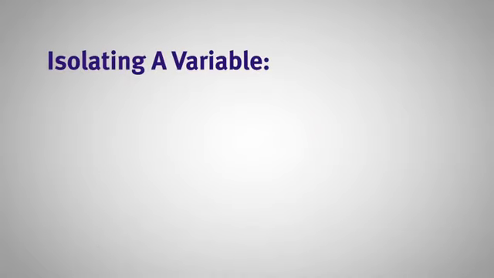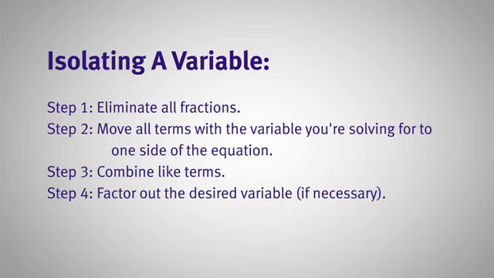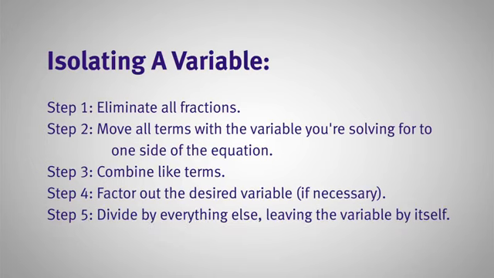There are steps in order to effectively isolate a variable. The first step is always going to be to eliminate any fraction. That's going to make the math easier. The next step is to move all of the variable terms to one side of the equation. Once you've done that, you can move on to step 3, which is combining like terms. Step 4, factor out the desired variable if necessary. And finally, step 5 is to divide by everything else, leaving the variable by itself.